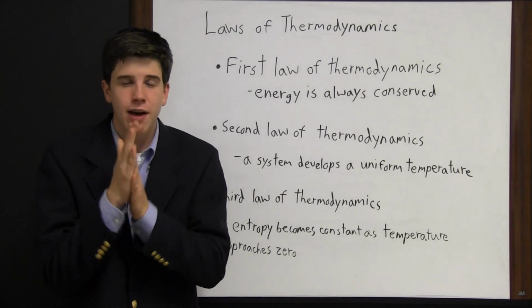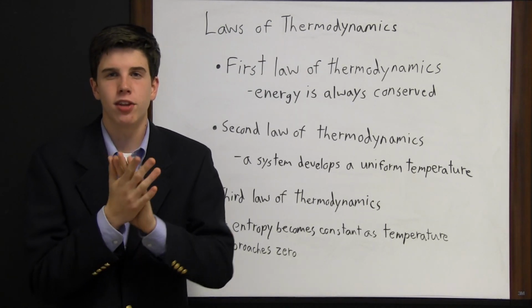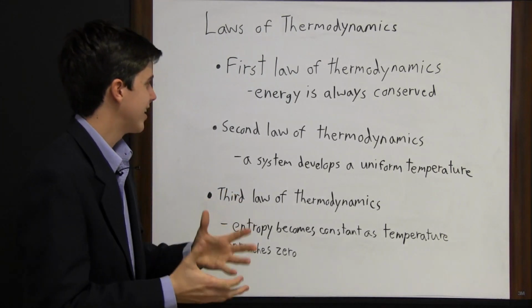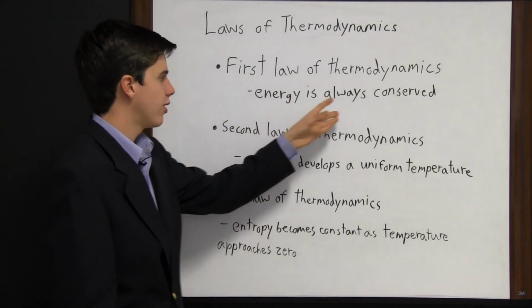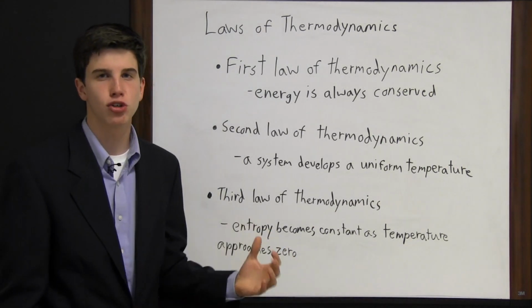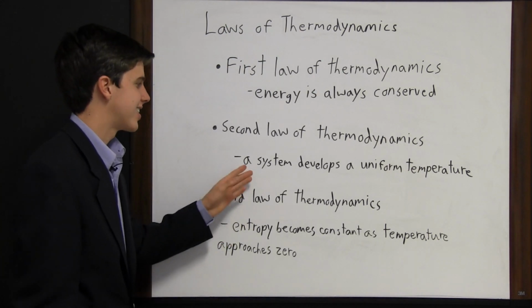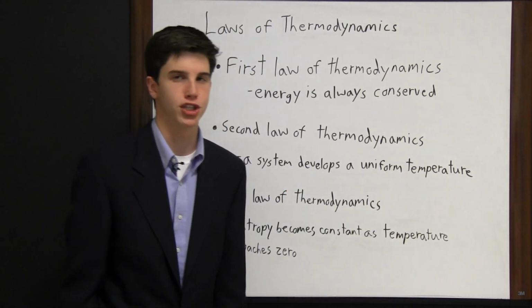So although energy is coming out of my body to rub my hands together, it's changing forms into the form of heat. So heat is another form of energy. So energy is always conserved. It may change forms, but the energy is always there. You can't destroy energy. The second law of thermodynamics is that a system will develop a uniform temperature.